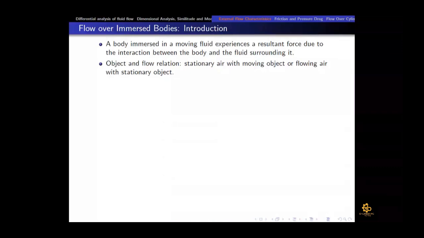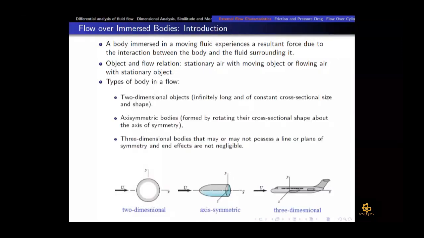Otherwise, we have to regenerate the grid, and if the vehicle is moving, then we need to generate a mesh at each time step, and things become very complex. For turbomachinery, we usually need to do that. So there are different types of flows.